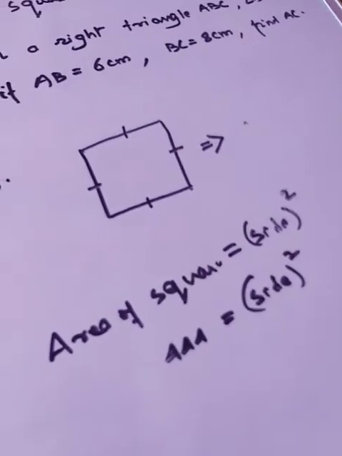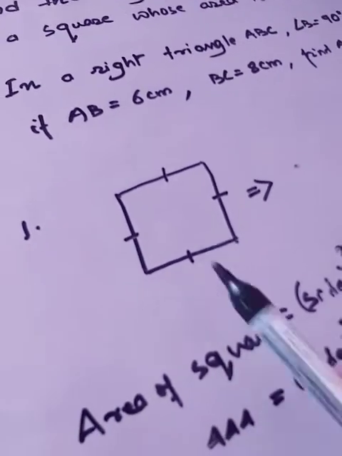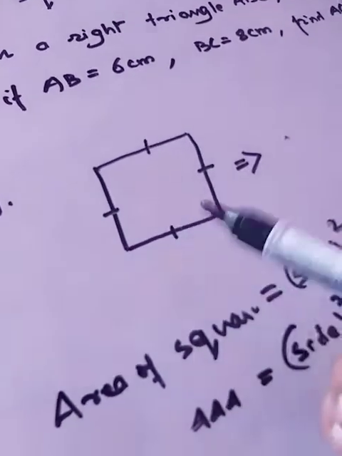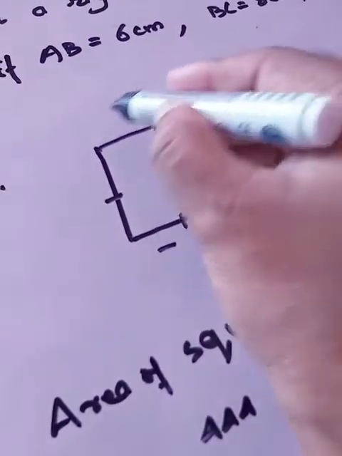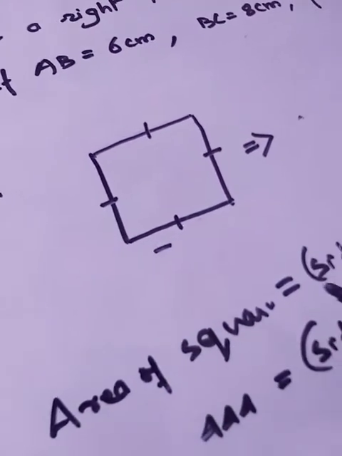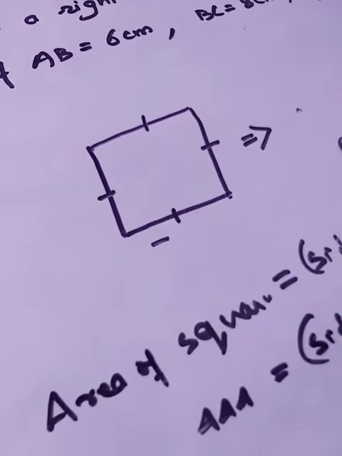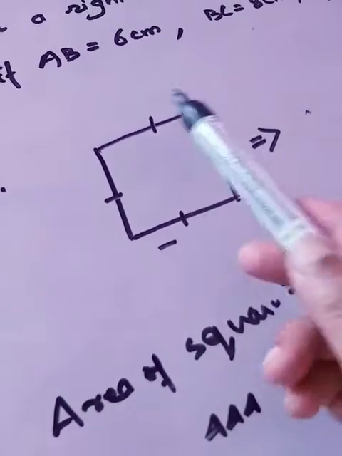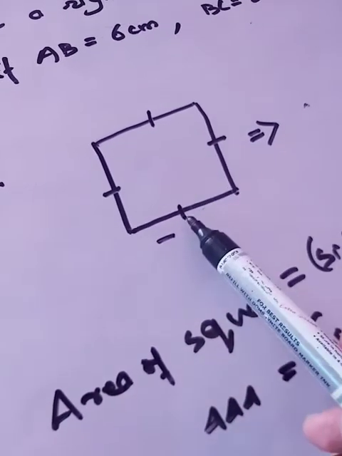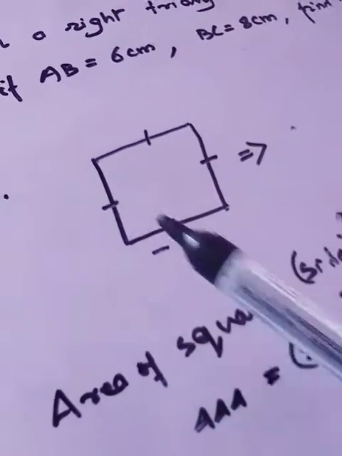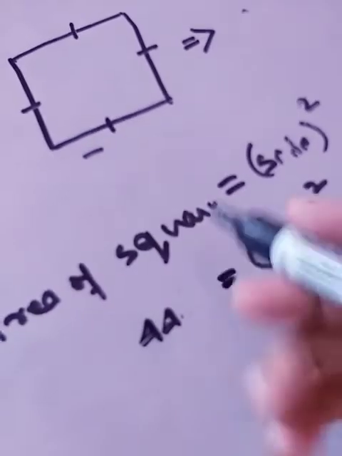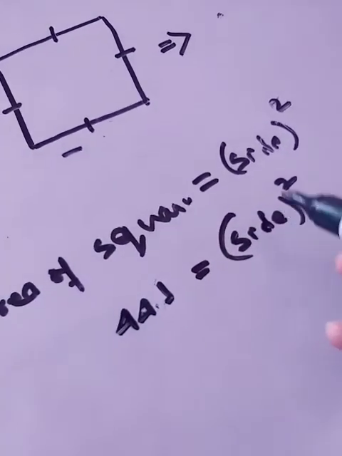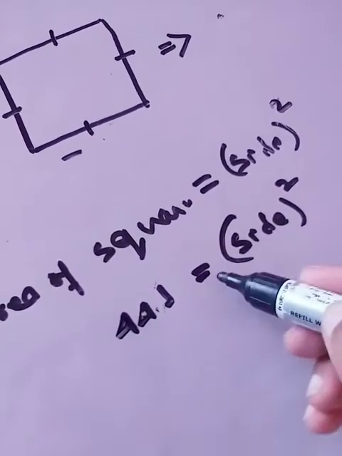Now what do you have to find out? You have to find out the measure of each side of the square. If you know the measure of one side, then you would know the measure of all the other sides also, as based on the property of a square, all the sides of a square are equal. Now 441 is equal to side square.